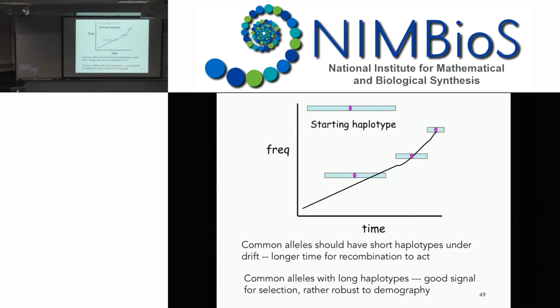I can look at the haplotype around it, basically what's the conserved region, the LD block size about that allele. Over time, as that allele gets older, and therefore its frequency goes up under drift, the haplotype around it should get smaller. So common alleles under drift should have short haplotypes because there's been longer time for recombination to act. A common allele with a long haplotype is a good signal for selection and is rather robust to most features of demography if the geographic size isn't changing.